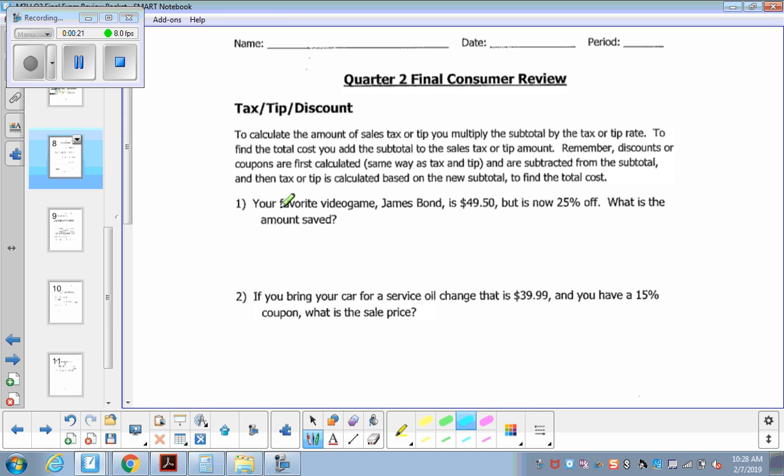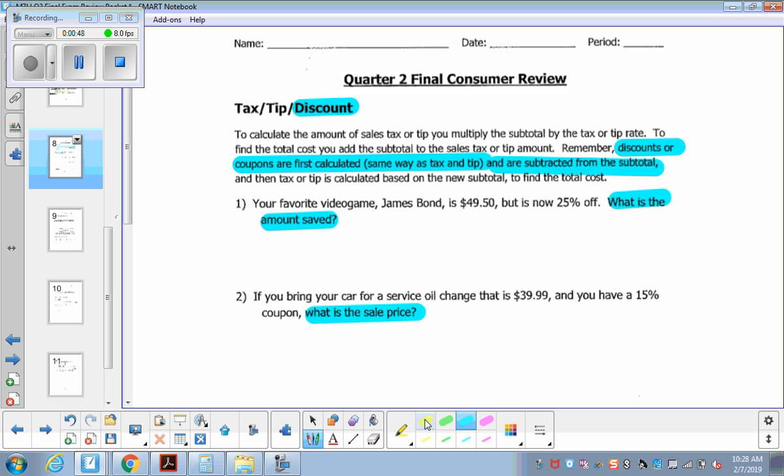So first I want to start off about discounts, because the first problem asks what is the amount saved. That is a discount. Discounts are calculated the same way that we do tax and tip, and you simply subtract them from the subtotal. Now for question number 2, if it asks what is the sale price, that is asking you to find the price that you would pay for an item after you subtract away the discount.